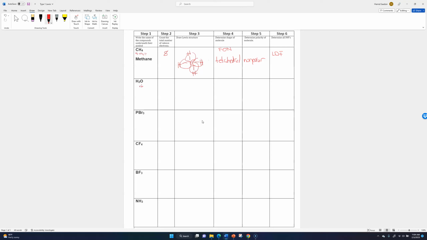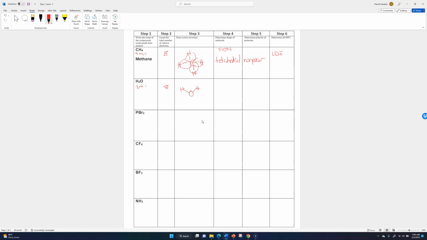H2O: 6 plus 2 gives you 8. Again, O in the middle, whatever you have less of always goes in the middle. Connect your H's. I'm going to do it visually. You don't have to do it this way. I just do it because it is technically a bent structure, and you'll get to that. But if you just put it opposite, it's fine.